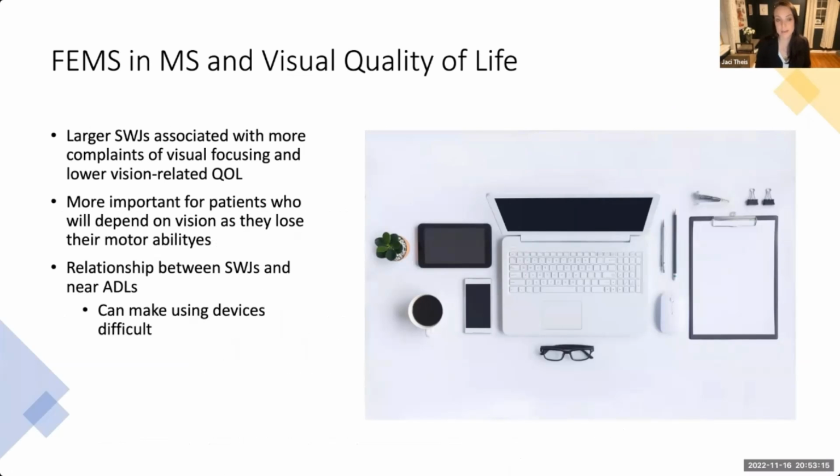So in general, we know that they're going to have a lower visual quality of life. And the problem is that at the same time, they're losing motor function. Whenever a patient, whether it's MS or Parkinson's, is losing motor function, the way that we compensate for loss of motor function, if I can't move my head or my body to interact in my space, is I'm going to move my eyes more. But if my eyes are inaccurate, I can't compensate for my loss of motor function with my eye movements. And so it's going to severely impact their quality of life.